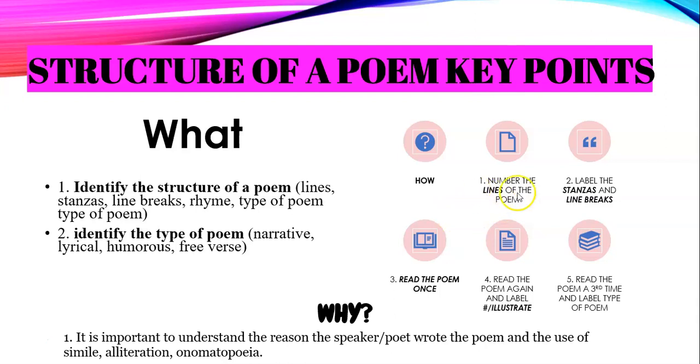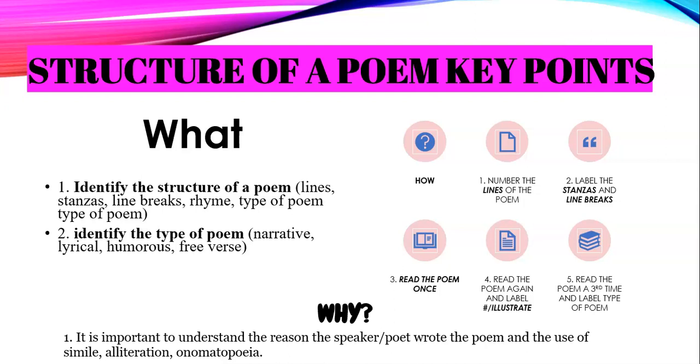How are we going to do that? We have to number the lines. We have to number the stanzas and the line breaks. We read the poem once and we see what type of sensory language or imagery paints a picture in my head, like Jack jumping up and down or whatever he was doing. Then we read the poem again and do our hashtags, or we can draw a picture. And once we read the third time, we get to decide what type of poem it is. So that's why we are reading the poem again.